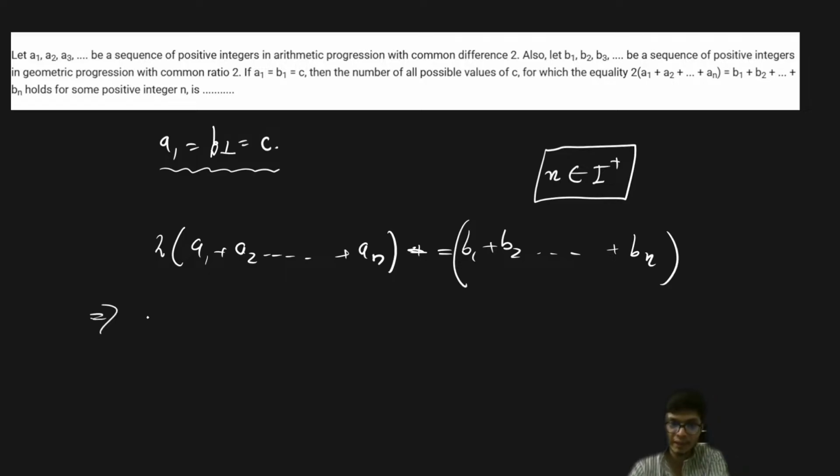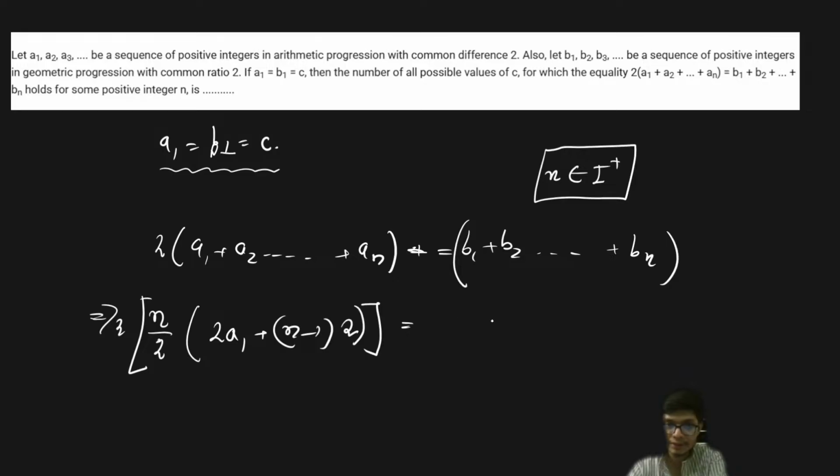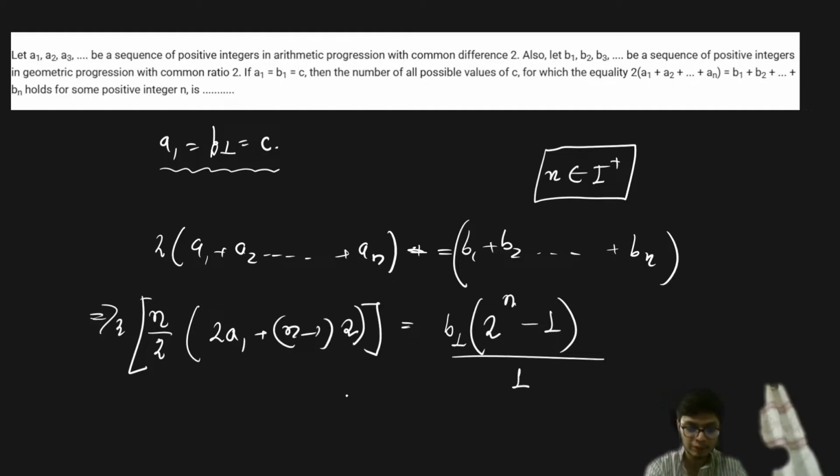So we know the summation of n terms of an AP is simply given as n by 2 into (2 times a1 plus (n minus 1) times the common difference, which is given as 2). And this is equal to the summation of n terms of a geometric progression, which is b1 into (the common ratio 2 to the power n minus 1) divided by (2 minus 1). Now I have to try to simplify this particular equation.